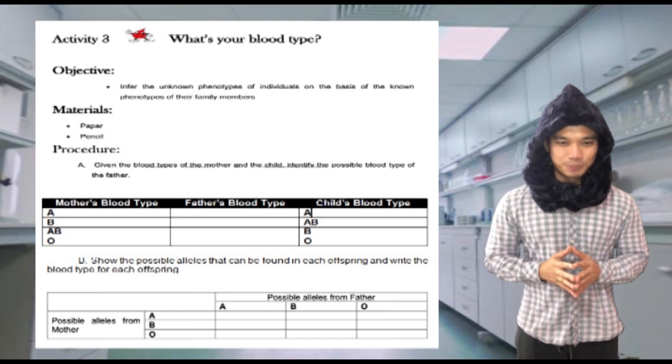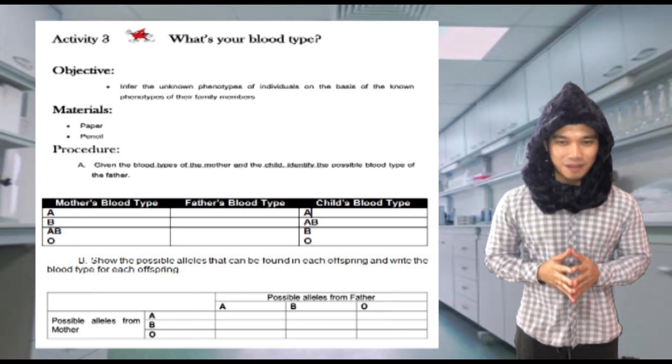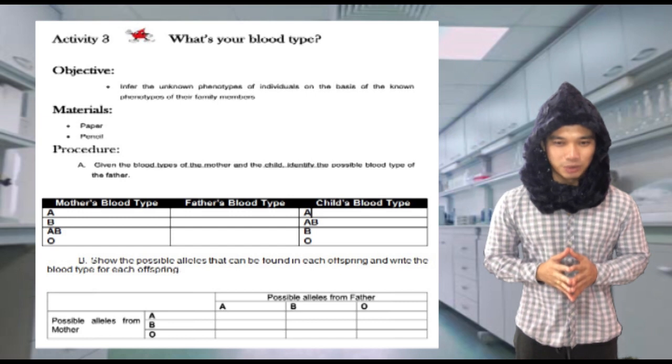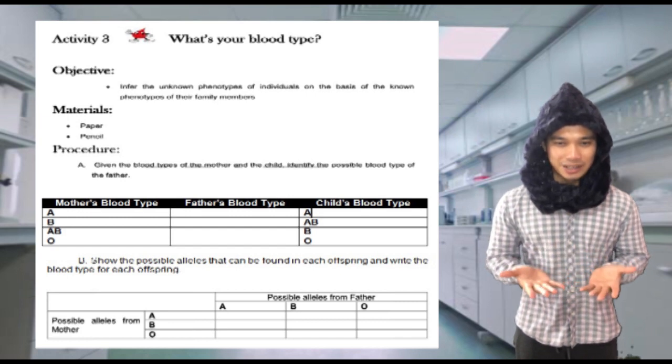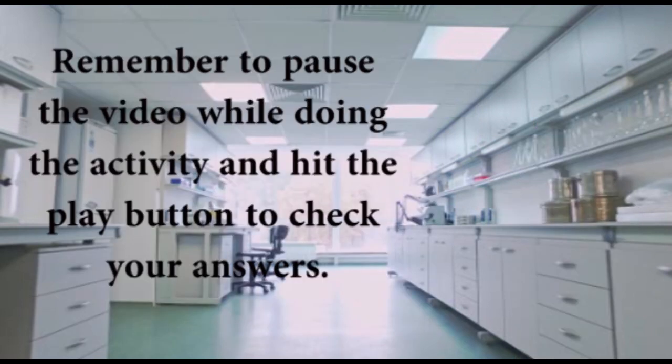In part 2, we shall show the possible alleles that can be found in each offspring and write the blood type for each offspring. Here is the given data on the table. Now let us check all your answers.